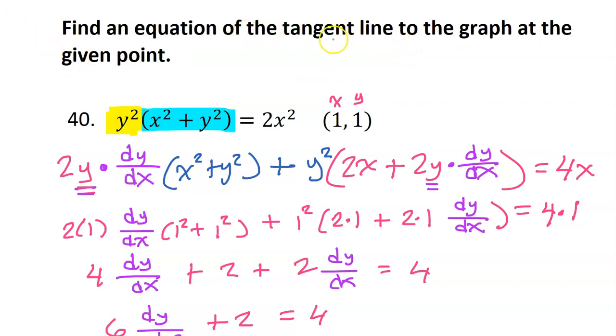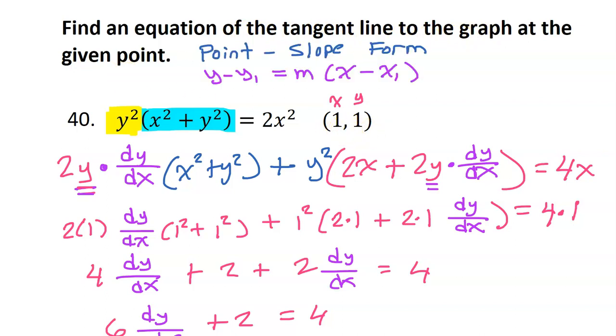Find an equation of the tangent line to the graph at this given point. Whenever they ask us to find an equation of a line, we use point-slope form, which looks like this. And the important thing is that we need two things, a point and the slope. But the great thing is they already gave us the first thing. We have the point of tangency. So we have the point. So all we need is the slope.